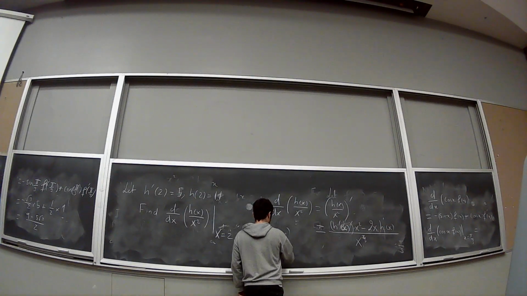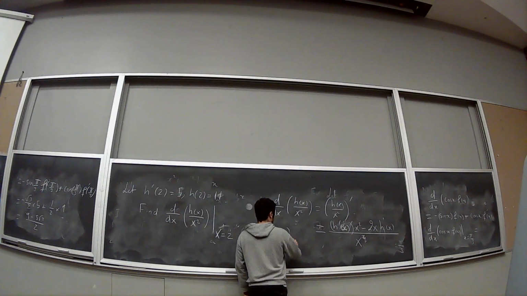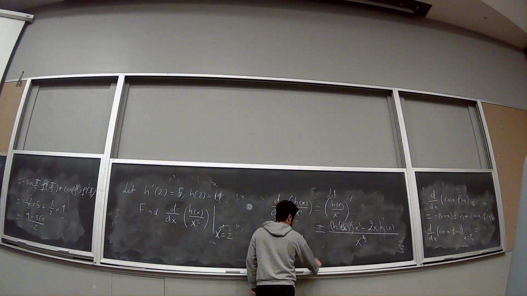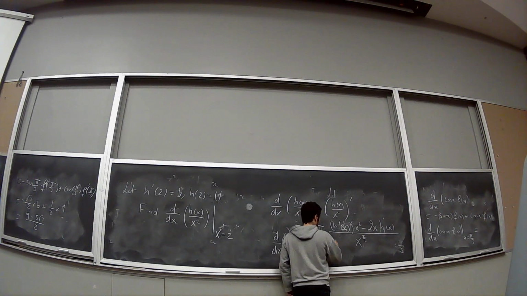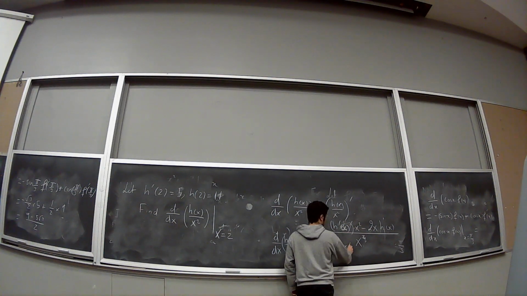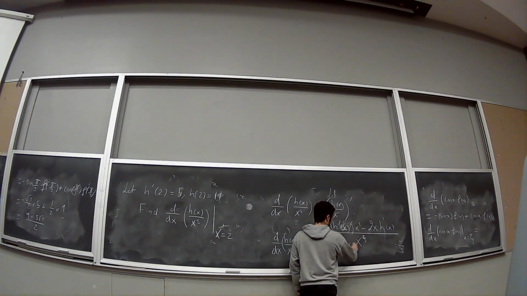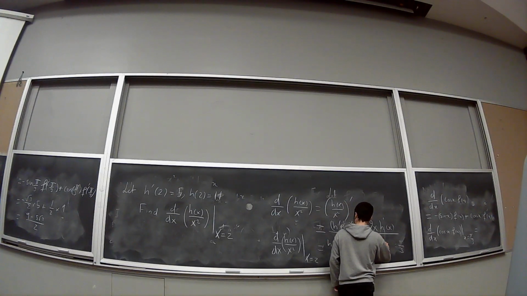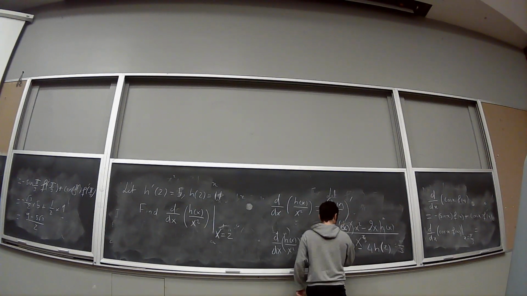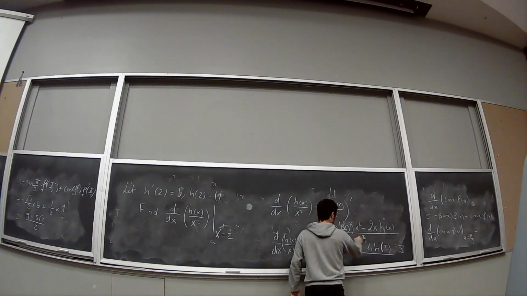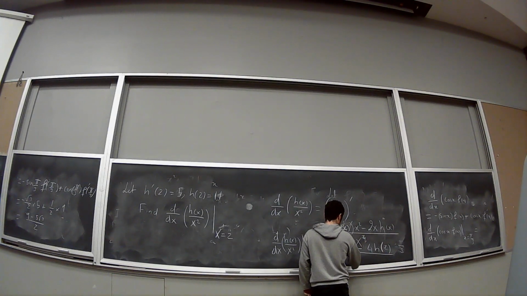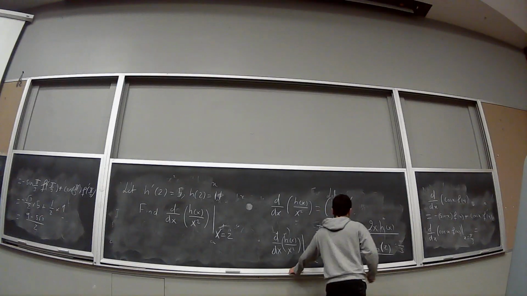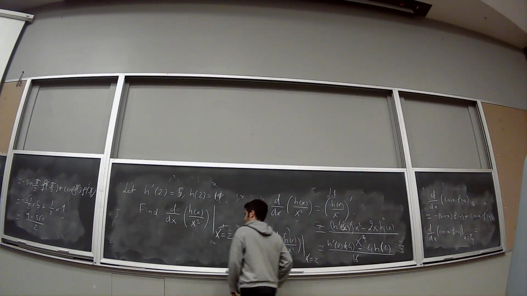d by dx of h of x over x squared at x equals 2. What is that? This is just h prime of 2 times 4 minus 4 times h of 2, divided by 2 to the 4. What is 2 to the 4? 16, right?